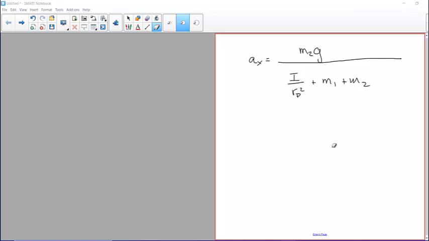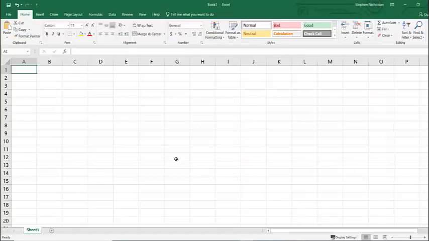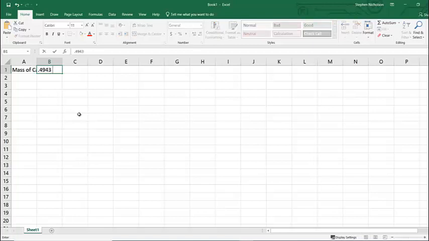And then we have the two masses, the mass of the cart and the mass of the hanging mass. So that's our theoretical calculation. For the second part, this moment of inertia term will be 0. So let's go ahead and put down the constants that we have. So let's do mass of the cart. And let's go ahead and put all these in the units that are appropriate. So the mass of the cart is, for me, 0.4943 kilograms.